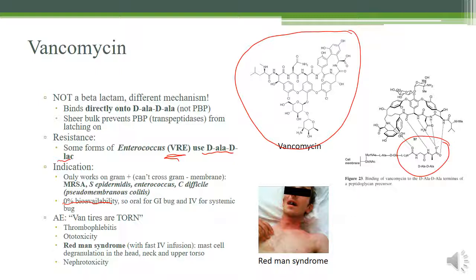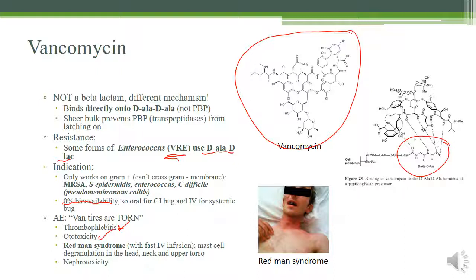Problems with IV: thrombophlebitis. That just means that you get inflammation of your veins. It's just a huge bulky group. Your body cannot handle it, and your body often reacts negatively to it, and it can cause this itchy inflammation all the way up your veins. Another thing is that it can cause ototoxicity, just problems with your ears, hearing, ringing of the ears.